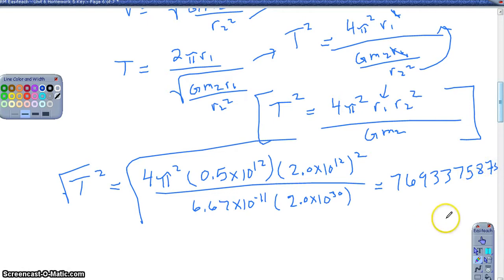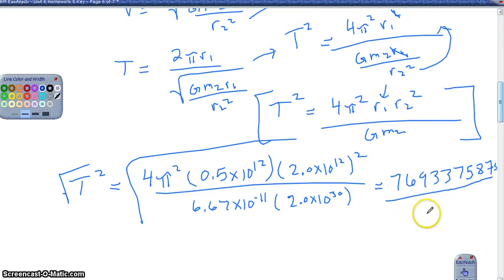It does ask for the period in terms of years, so I need to figure out how many seconds are in an Earth year and then divide this by that number of seconds. Well, I will trust that you guys can convert the number of seconds in a year. I am using 365.25 days, so as I calculate this number, that's what I'm getting.